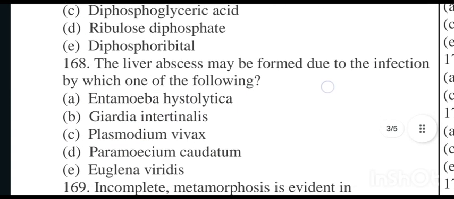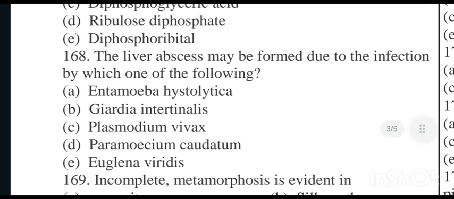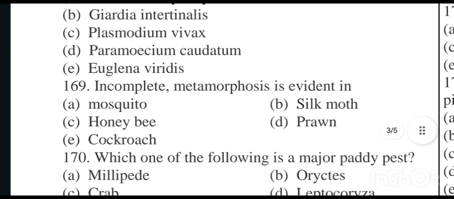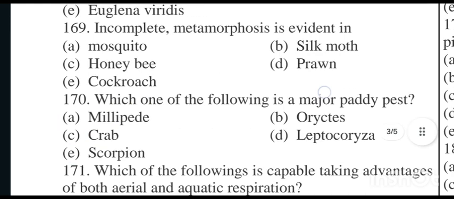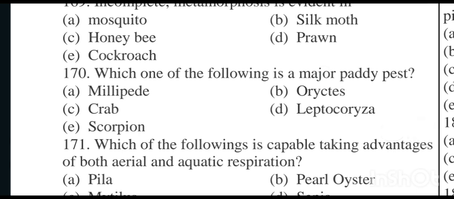Next question, a liver abscess may be formed due to infection by which one of the following? So here the correct answer is Entamoeba histolytica infection. Incomplete metamorphosis is evident in the cockroach. Next, which one of the following is a major paddy pest? So the major paddy pest is Oryctes.